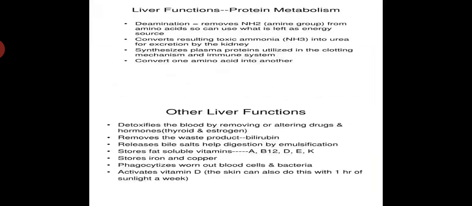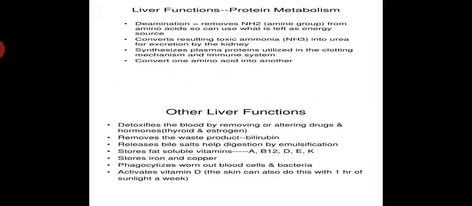Coming to liver functions with reference to protein metabolism, it brings about deamination, that is the process of removal of the amine group from amino acids so that what is left can be used as an energy source. It converts the resulting toxic ammonia into urea for excretion by the kidney, and it synthesizes plasma proteins utilized in the clotting mechanism and immune system. It converts one amino acid into another. That means interconversion of amino acids is also a functional attribute of the liver.